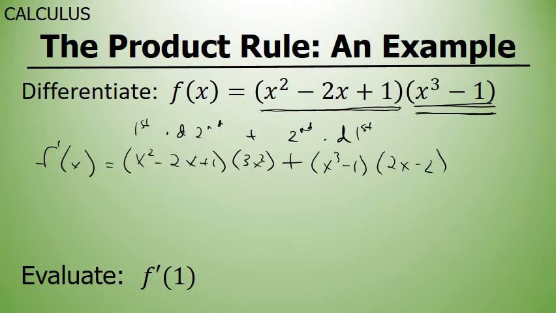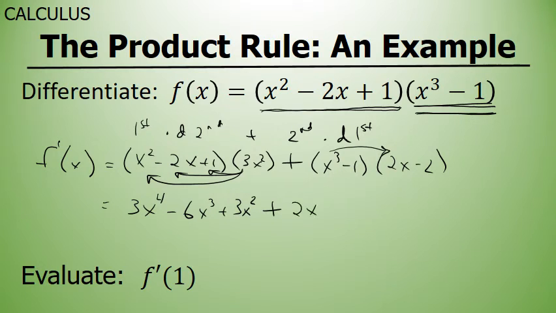This is the derivative. However, I'm going to write it as a polynomial by expanding, distributing 3x squared in the first term, and multiplying x to the third minus 1 times 2x minus 2 in the second term. That yields 3x to the fourth minus 6x to the third plus 3x squared plus 2x to the fourth power minus 2x to the third power minus 2x plus 2.